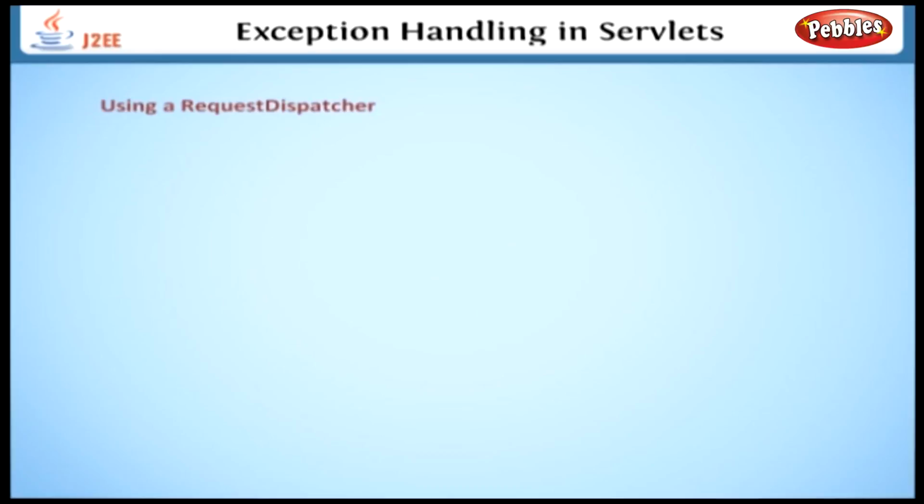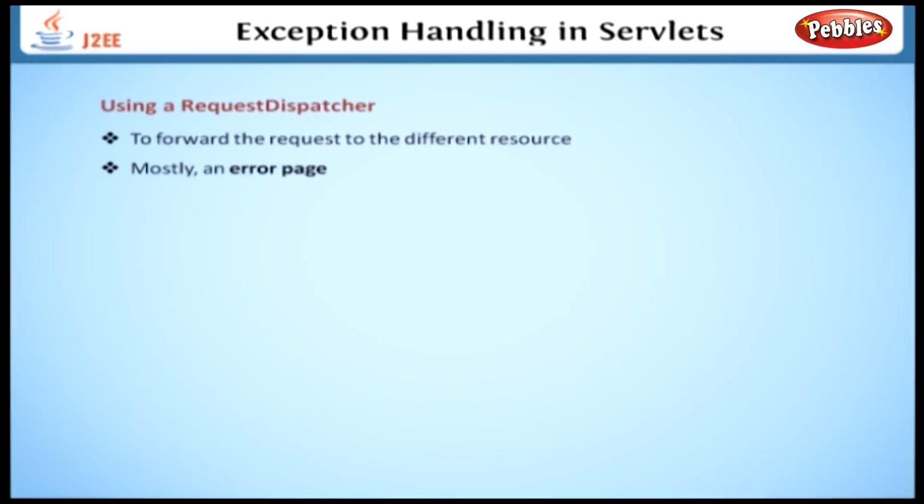The second method is using a RequestDispatcher. Here, if an exception occurs in a servlet, we can use the RequestDispatcher to forward the request to a different resource. Most probably it will be an error page. We have already discussed the RequestDispatcher enough, so we will see the next technique.